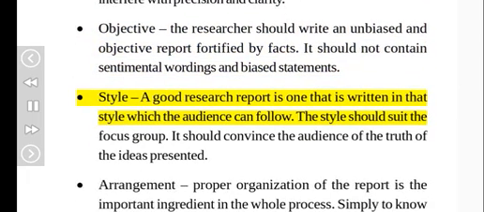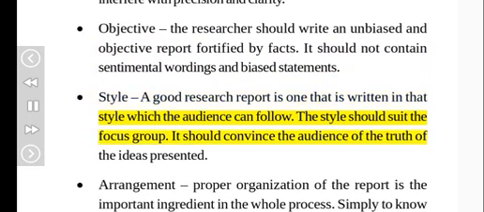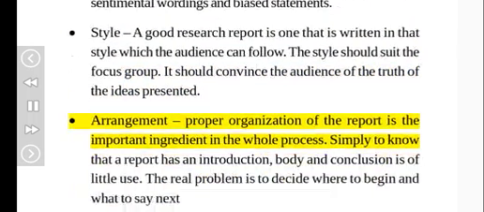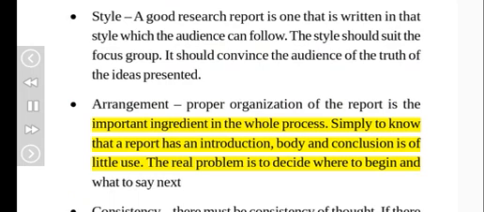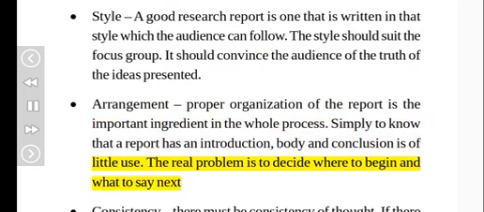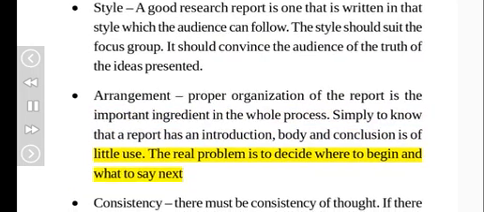Style. A good research report is one that is written in that style which the audience can follow. The style should suit the focus. It should convince the audience of the truth of the ideas presented. Arrangement. Proper organization of the report is the important ingredient in the whole process. Simply to know that a report has an introduction, body and conclusion is of little use. The real problem is to decide where to begin and what to say next.